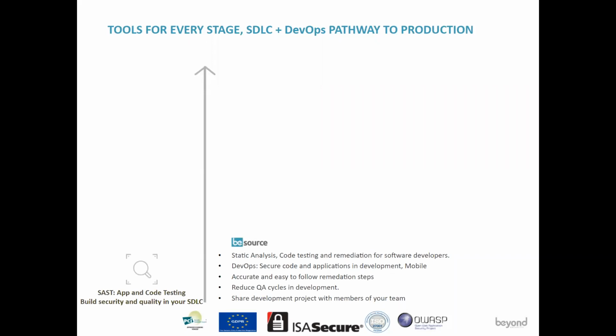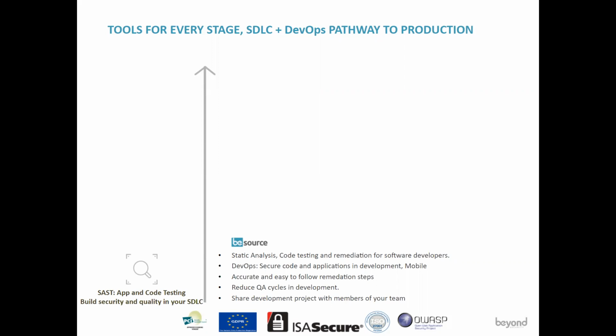When you are writing your application, you would need to use a tool such as beSource. beSource is a static analysis tool. With beSource, I can perform code testing for security and quality. So it has two modules basically. And beSource will later generate a report showing me all the violations that I have.